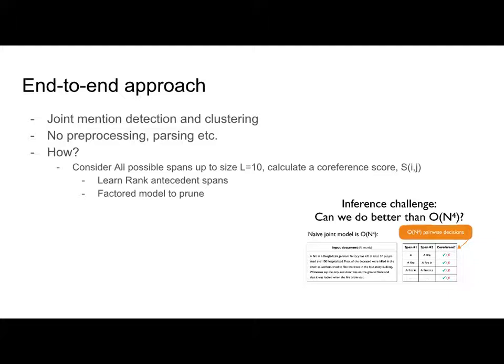So no pre-processing required. How they did this is they consider all possible span mentions. Do you all know what a span is? After considering all possible spans and calculating a score, they rank them. They say that a document typically has around n squared number of spans, and to consider all possible pairs, you're going to get n to the fourth power. So if you have a 3,000 word document, it's going to be intractable. They mention that aggressive pruning is crucial to their model design.